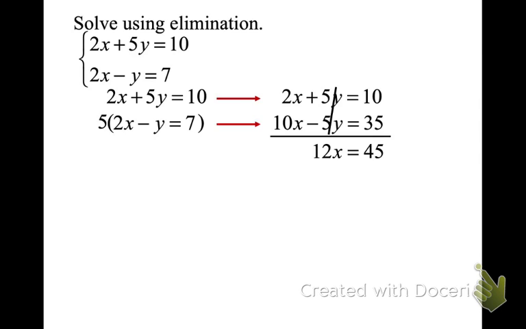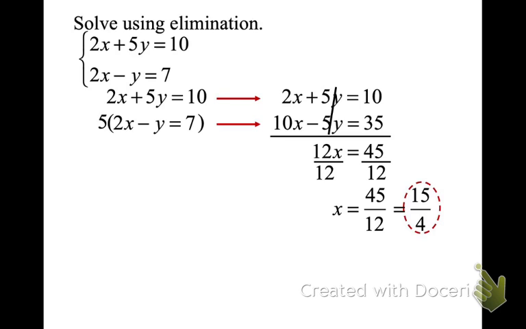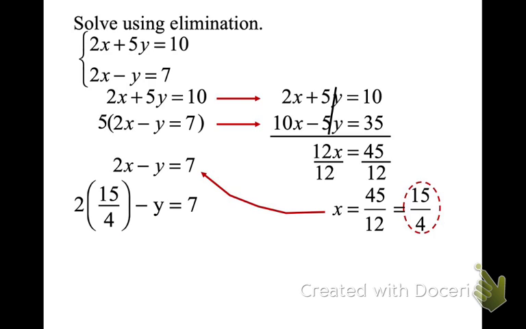12x equals 45, divide both sides by 12. Now, all I want you to do is reduce it. 3 goes into both, 15 over 4. Keep it as a reduced improper fraction. It's going to be easier to do that. Go to either original equation. I always like the one with less. All right, so I end up with 30 over 4 minus y equals 7.